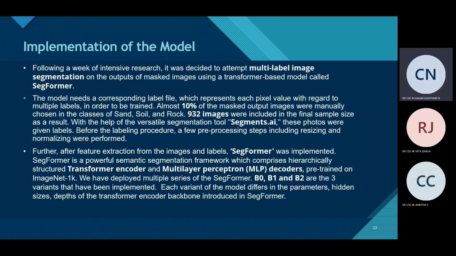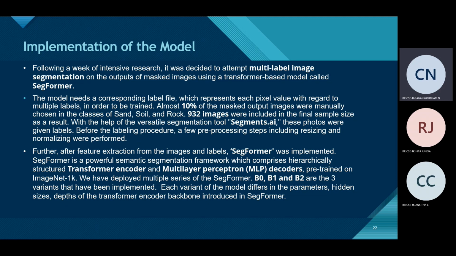After researching a lot on this, we found out that there is a transformer-based model called Segformer. Basically, Segformer is a powerful semantic segmentation framework which comprises a hierarchically structured transformer encoder and multi-layer perceptron decoders. This is pre-trained on ImageNet 1K. We have deployed multiple variants of the Segformer known as B0, B1 and B2, and these are the three variants that we have implemented in this study.